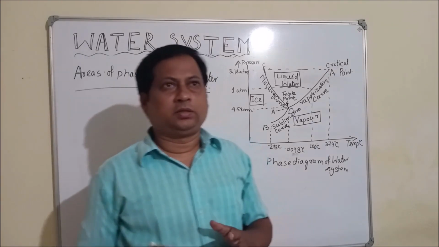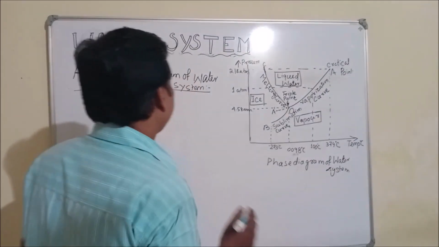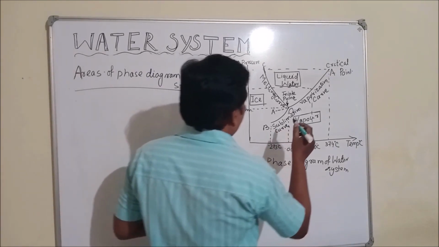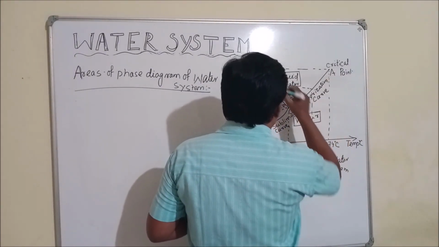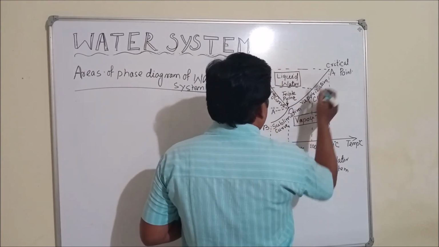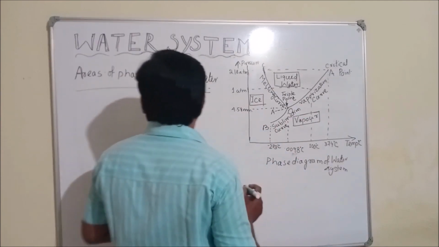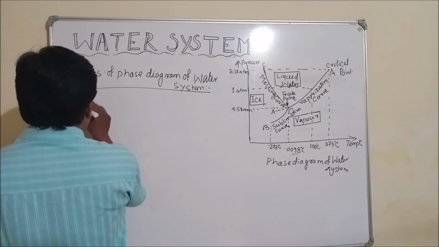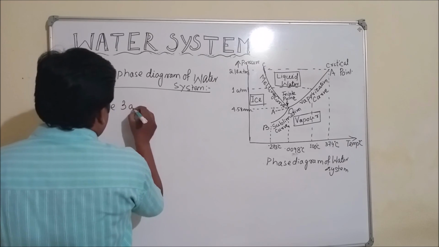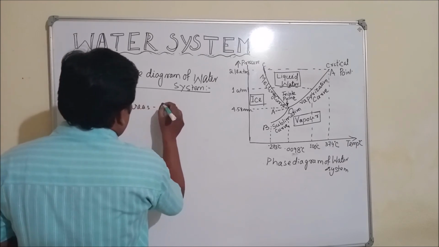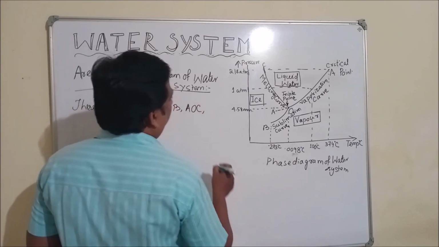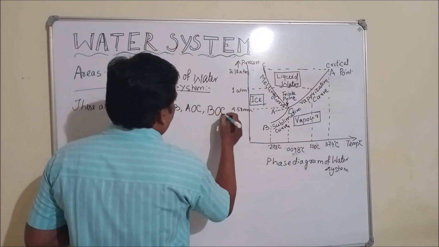So what are the areas? The areas under the curve: there are three areas. Basically, here you see three areas: A, O, C, then B, O, C, and then A, O, B.